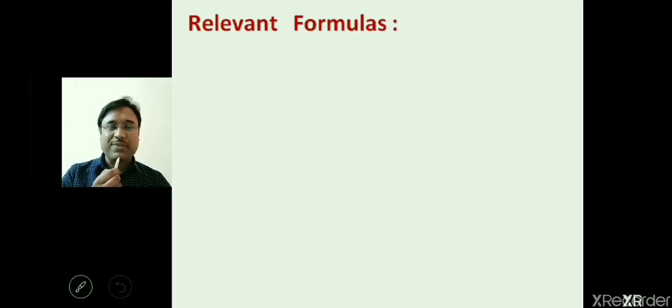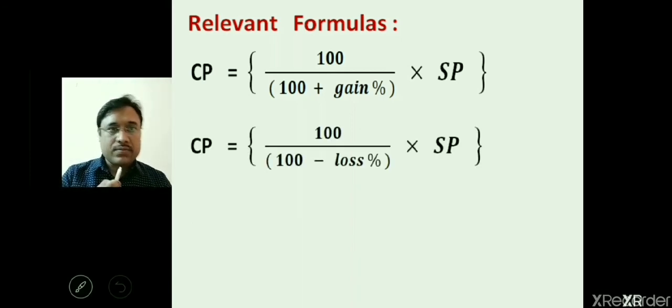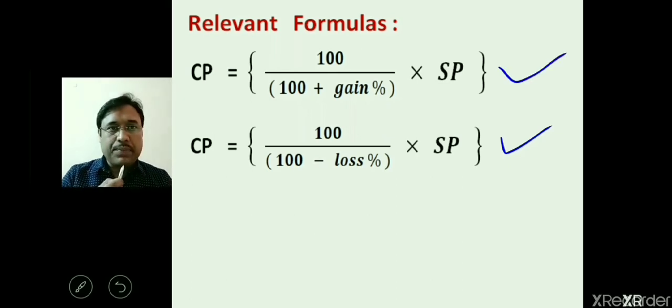So you can see what is given. First of all, some relevant formulas we will see. CP equals 100 by 100 plus gain percent into SP. 100 by 100 plus gain percent into SP, where SP means selling price. Now CP equals 100 by 100 minus loss percent, which you will use in case of loss, and in case of gain percent you will use the above formula. So CP equals 100 by 100 minus loss percent, the value of loss percent, into SP.